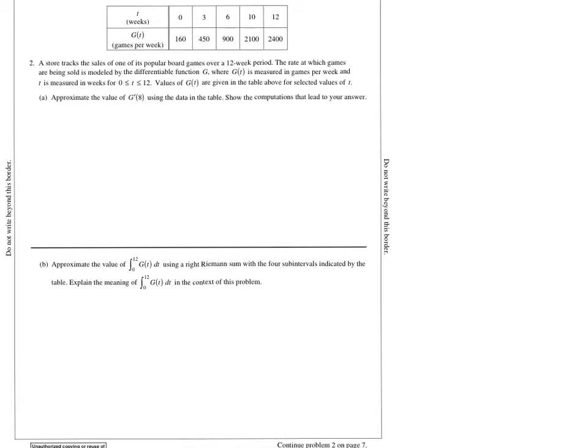So what we're going to use is 10 and 6 as our data points, and we'll say G prime of 8 is equal to the rate of change between the point (10, 2100) and the point (6, 900). Those are our two data points. So I'm just going to do 2100 minus 900 over 10 minus 6 and get our answer. I think that's 1200 over 4, which is 300.